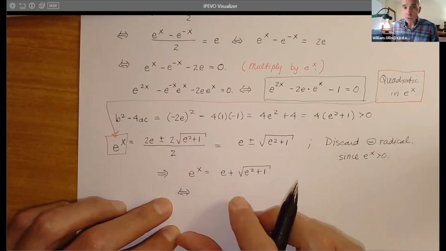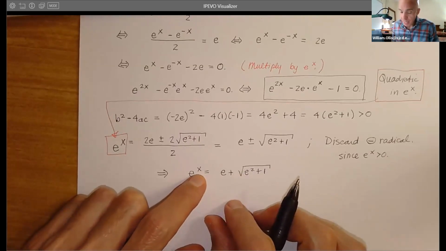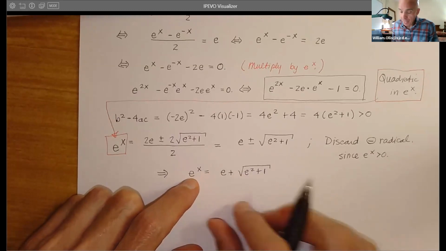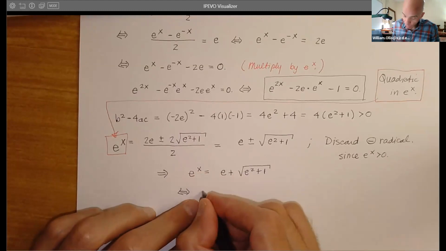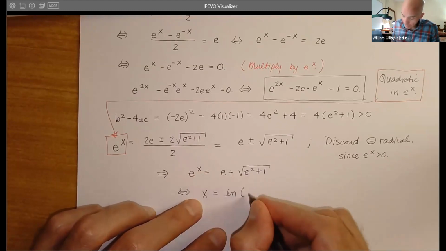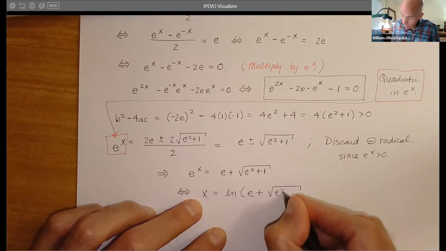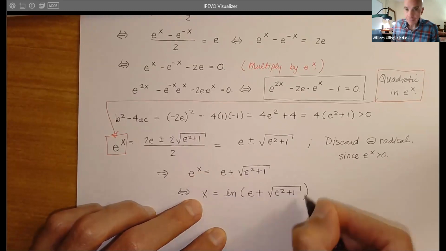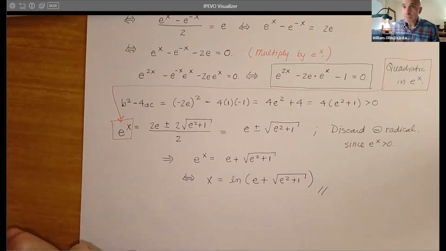So what's a logarithm? It's the power of the base. So the power of e that equals this number is x. So x is a logarithm. It's a natural log. So x equals the natural log of e plus the square root of e squared plus 1. And that, ladies and gentlemen, is our solution.